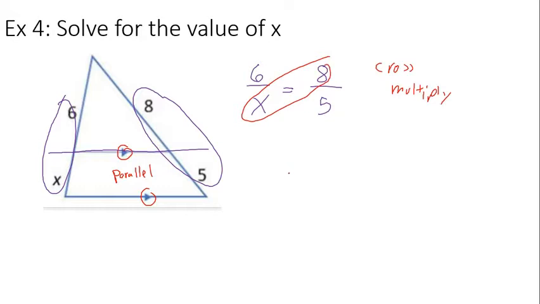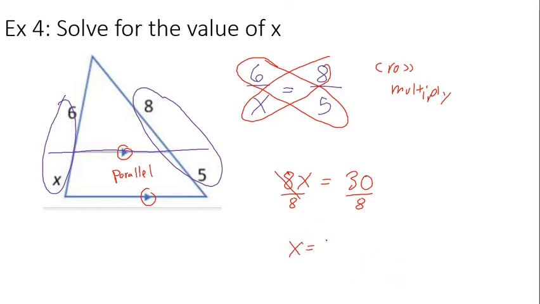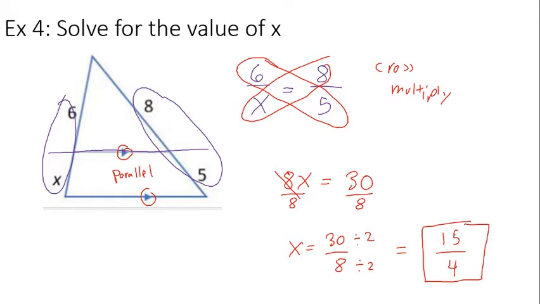X times 8 gives me 8x equals, multiply these two. 6 times 5 gives me 30. I divide by 8. These go away. So I get x equals 30 over 8. But I could reduce this by 2, which gives me 15 over 4. That's my final answer.